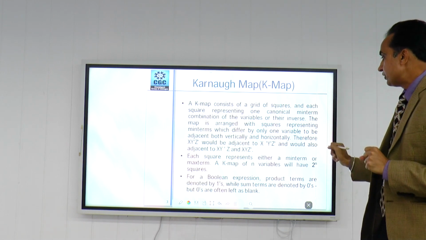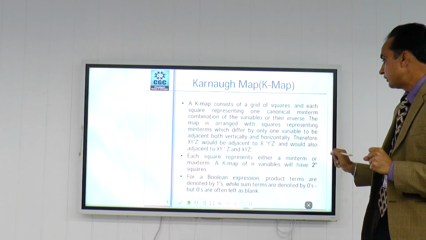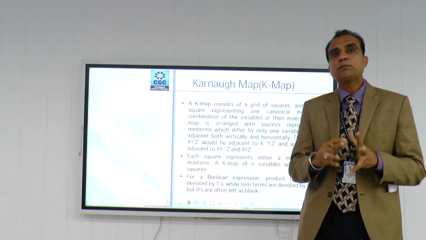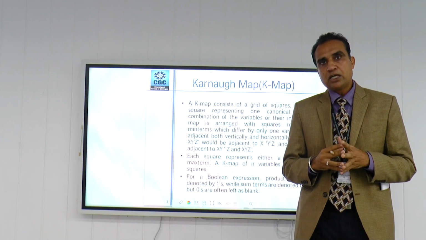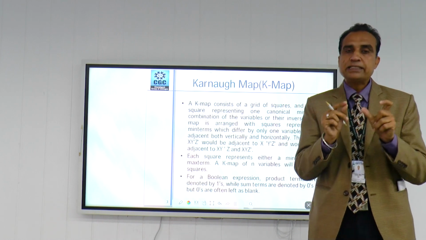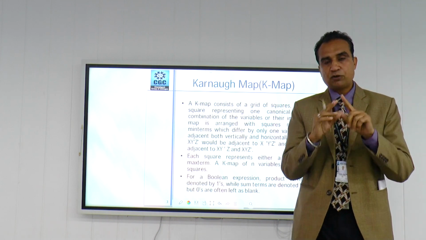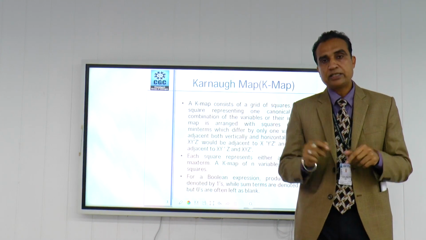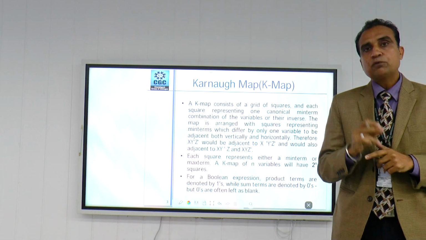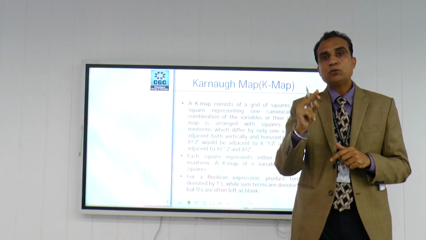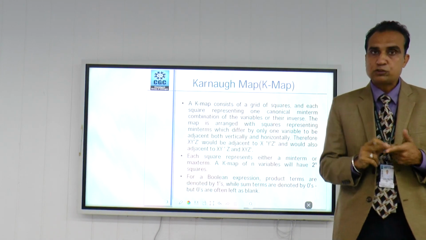For a Boolean expression, product terms are denoted by 1 while the sum terms are denoted by 0. For example, we are going to solve a SOP equation with the help of a K map. Now we have to represent each and every element of the SOP equation in the form of a table or a square grid. For each term in case of SOP, we have to put a 1 value in the corresponding square grid of the K map.